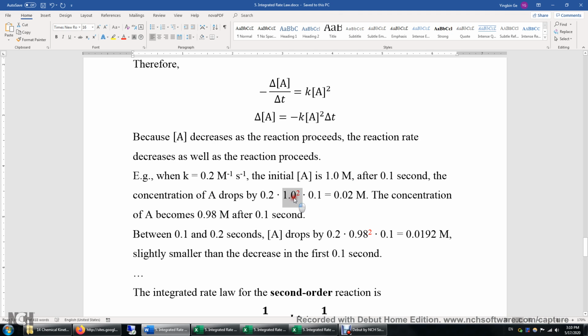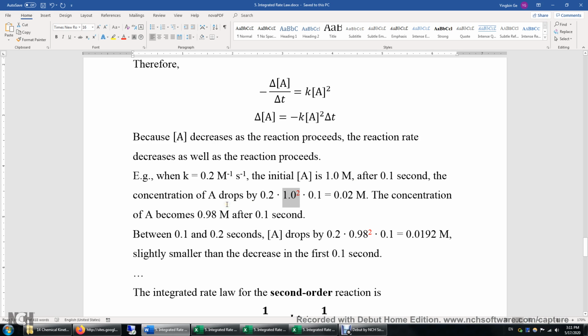All right, so again, we do similar numerical analysis, but this time we have this k A squared, that's the reaction rate, times delta t. We get the change of the concentration of A. It's negative 0.02 molar. So the concentration of A becomes 0.98 molar after 0.1 second. So it seems to be the same as before, but pay attention here. We are actually looking at A squared here. Again, this is second order. It's the concentration of A squared.